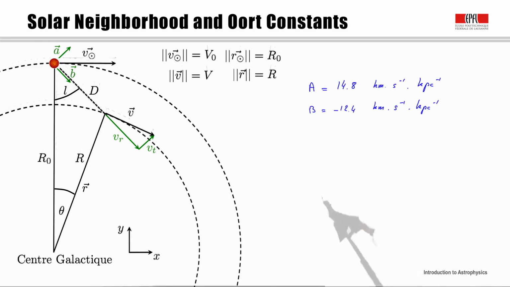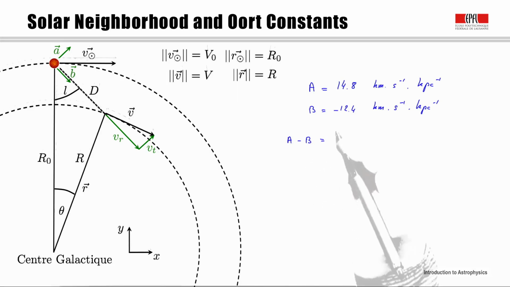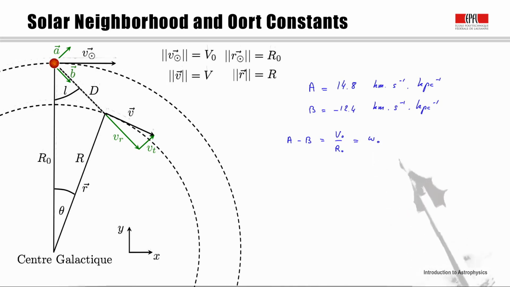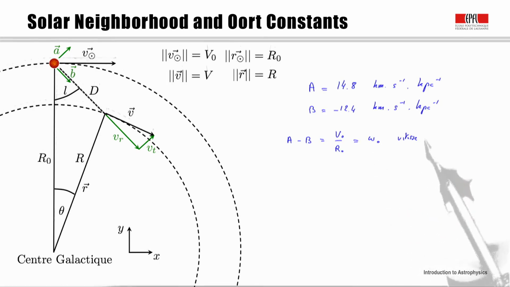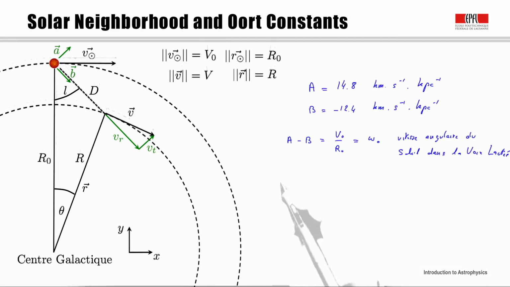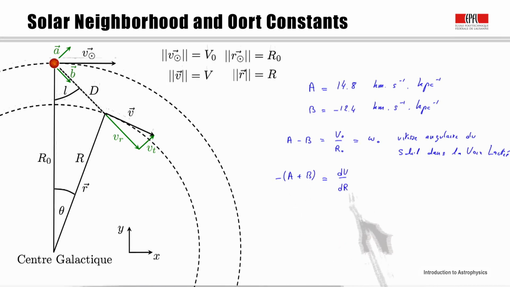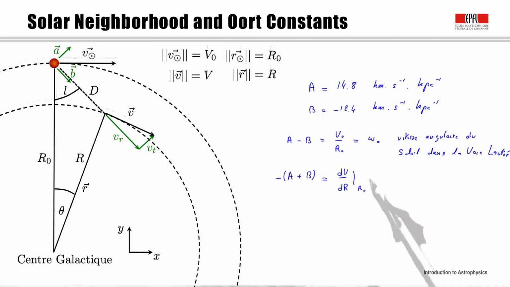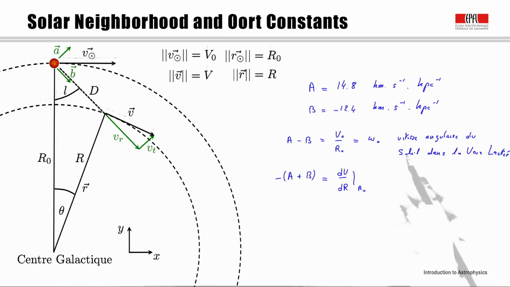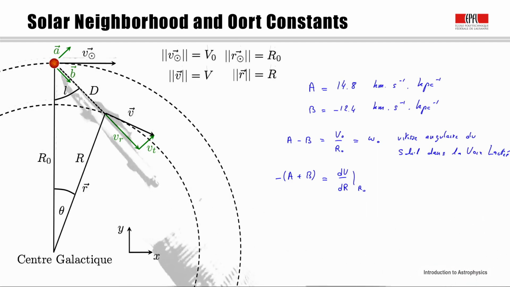What can also be seen taking both expressions for A and B is that A minus B equals V0 divided by R0, which is equal to Ω0, the solar angular velocity in the Milky Way. One can also notice that A plus B equals dV divided by dR at R0. In other words, a measure of the Oort's constants, valid in the vicinity of the solar system, gives the angular velocity of the Sun in the Milky Way, and the derivative of the velocity around R0.